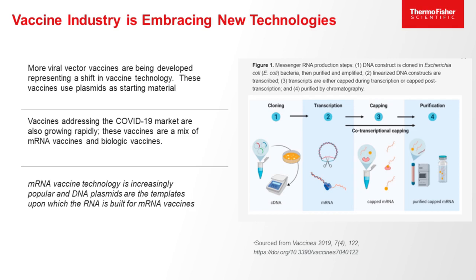So why create a simple, highly sensitive quantitation assay for residual plasmid DNA? More and more viral vector vaccines are being developed today, representing a shift in vaccine manufacturing technology. These vaccines use plasmids as starting material. mRNA vaccine technology is increasing in popularity, and DNA plasmids are the templates upon which the mRNA is built for use in such vaccines. COVID-19 vaccine is one such example. For lot release, the final vaccine product must be tested for residual DNA clearance.